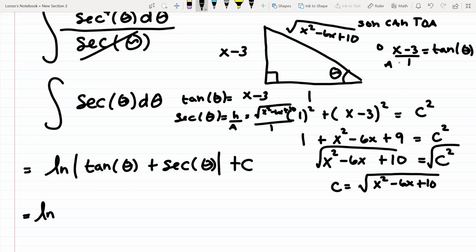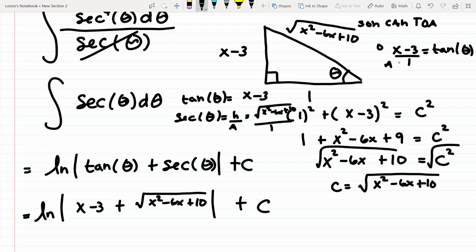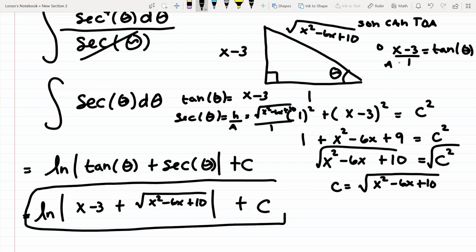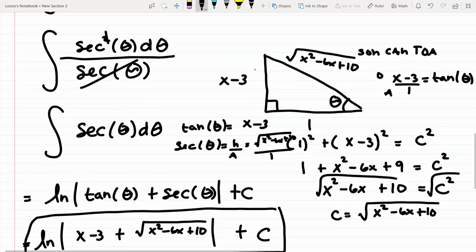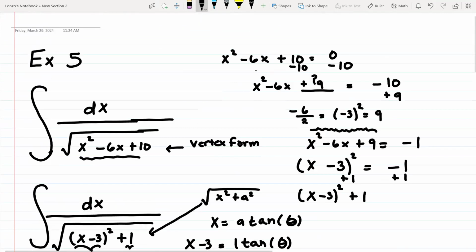Okay, so our final answer is ln of absolute value, and we said that tan theta is x minus 3, plus secant theta, which is the square root of x squared minus 6x plus 10, over 1. You don't really have to put that 1. Then absolute value, and then plus c. And that is your final answer. So what makes this problem special is we had to do completing the square in order for it to look like one of our identities. Okay, I will stop here. Okay, thank you.